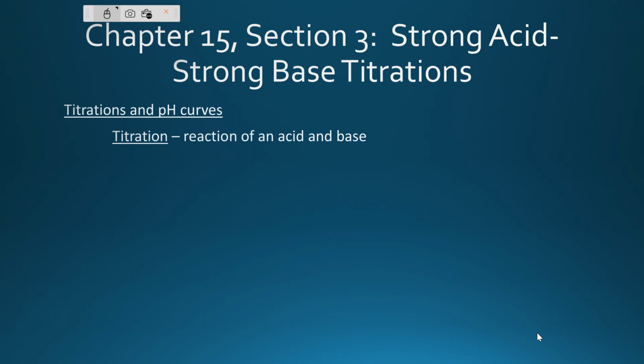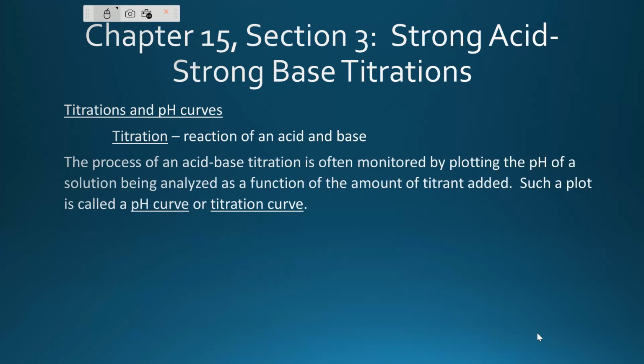Okay, so titration is a reaction of an acid and a base, and we add them together. Now, we've done titrations before, and so we can see some of these things along the way by using different indicators and so on. But this process, when we're doing an acid-base titration, is often monitored by plotting the pH as a function of the amount of titrant added. Such a plot is called the pH curve or a titration curve.